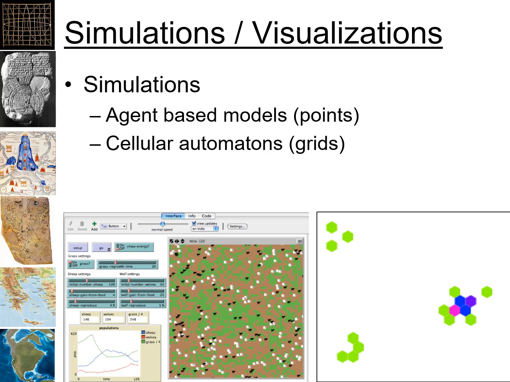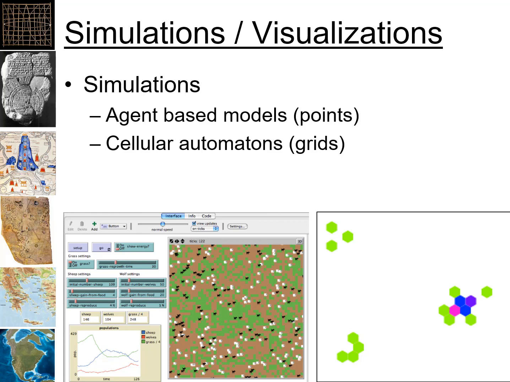All right, simulations and visualizations. So when you can't get the data you need to do a regression, you can do simulations, agent-based models, cellular automatons. We talked about agent-based models, played with them. We didn't talk a lot about cellular automatons. I don't see them as often. I think the agent-based model is more useful, but you will see them integrated together.